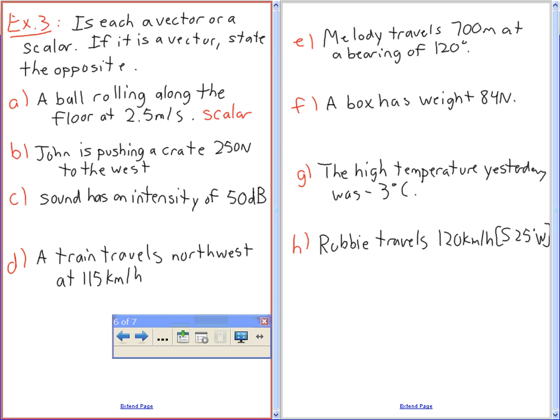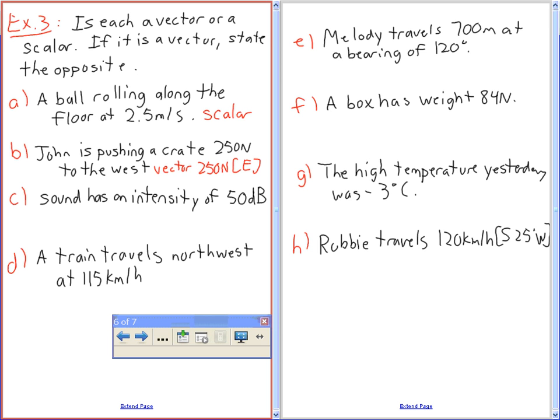All right, B. John is pushing a crate 250 newtons to the west. Vector or scalar? Vector. What's the opposite of that? 250 newtons to the east. Matt, a sound has an intensity of 50 decibels.